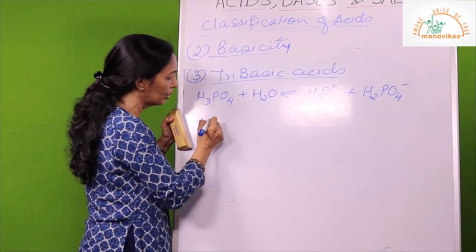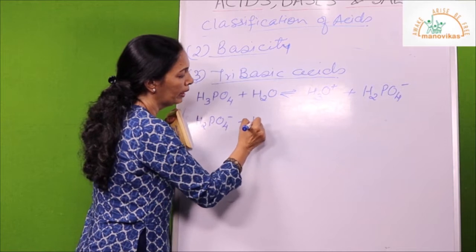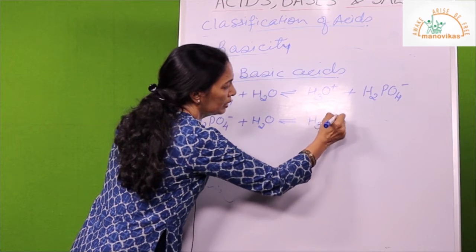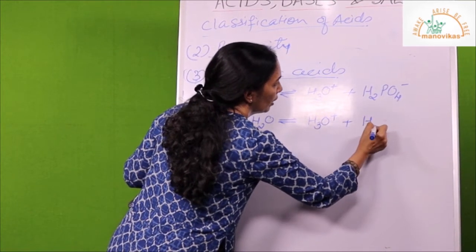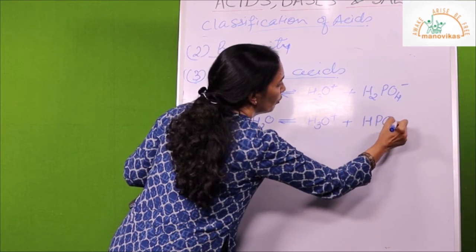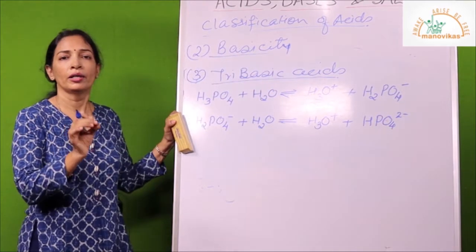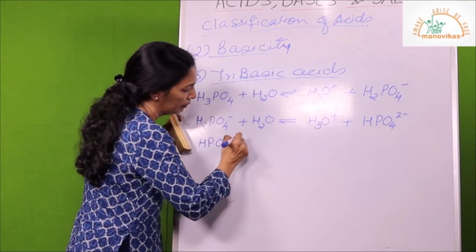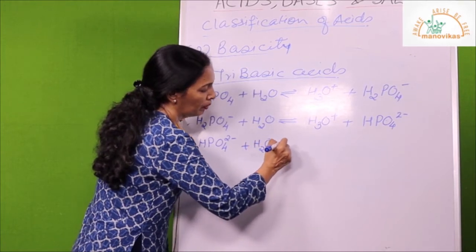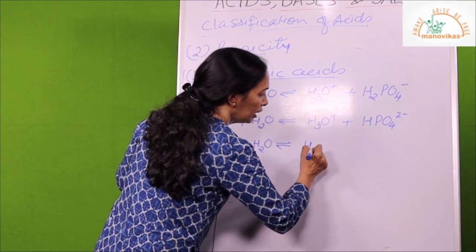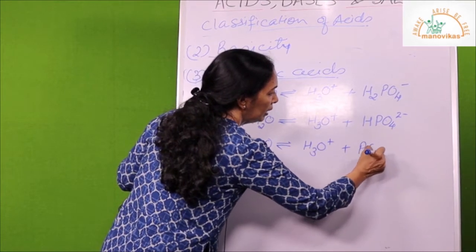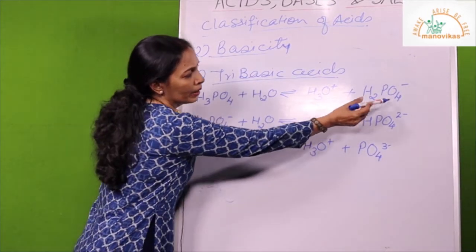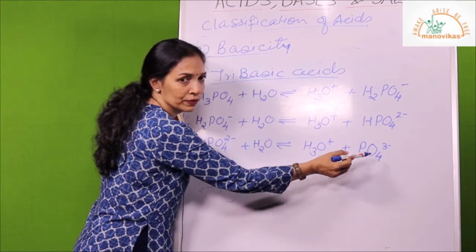Then this dihydrogen phosphate will combine with one more water molecule and give H3O+ and HPO4 2 minus, hydrogen phosphate ion. Now this hydrogen phosphate ion will combine with water and form one more H3O+ and PO4 3 minus, phosphate ion. So this is dihydrogen phosphate, hydrogen phosphate and phosphate ion.